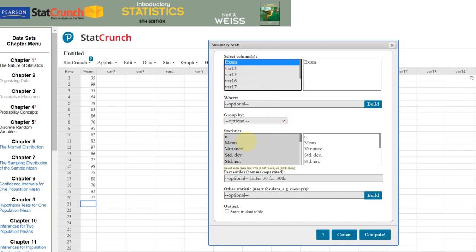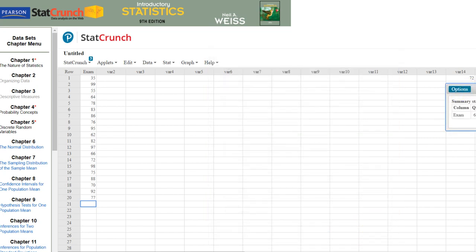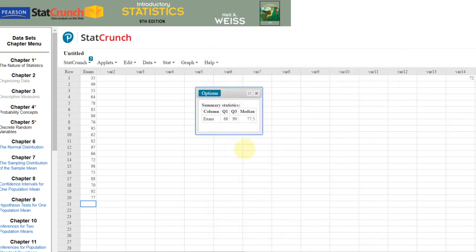And here, I'm in this gray area at the lower part. Go down, and first I'm going to choose the median. By the way, here's Q1. Left click once, hold the control button, and go down. This is Q3, and further down, mode, I'm looking for median. There you go, median. And all you have to do is hit compute, and this is what you will see. There you go. Those are the values.